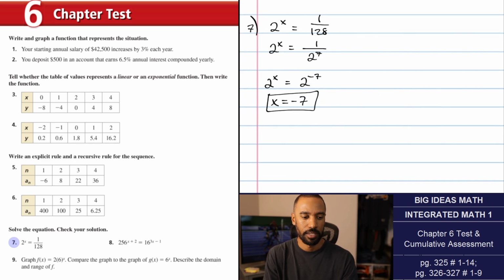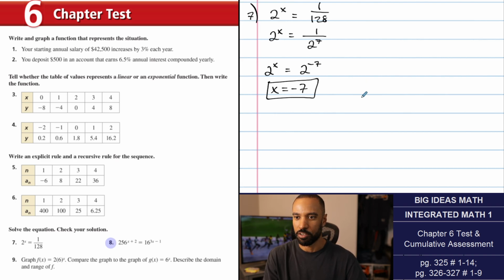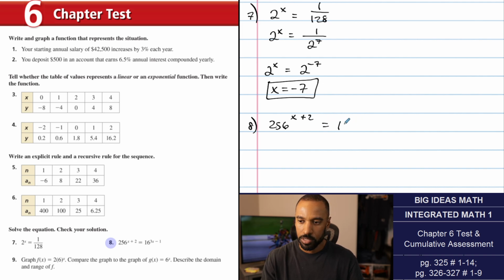We get -7. It says check your solution. I mean, try 2 to the negative 7th. You get the equivalent of 1 over 128, so I'll leave it. This next one might be a little bit more worth checking your solution just because you have different bases to begin with in this set. Because there are x's on both sides of the equation, I should say. Is that a plus? Yeah, 16.